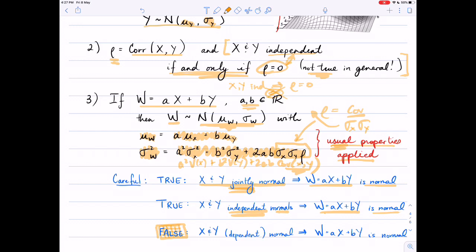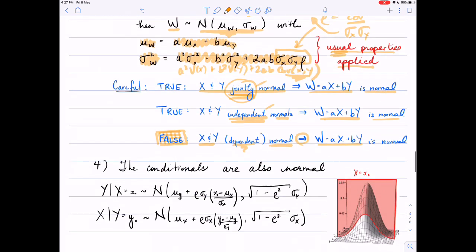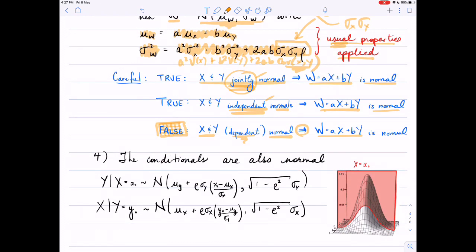If I were just to say that X and Y are normal, which means that they might be dependent, and I did not say they were jointly normal, then a linear combination might not be normal, right? That assertion here without the words jointly and without the words independent is false. So we need to be careful about our assumptions about normality and linear combinations. And then we have just finished talking about conditional probabilities.